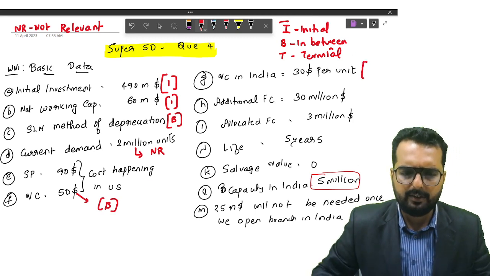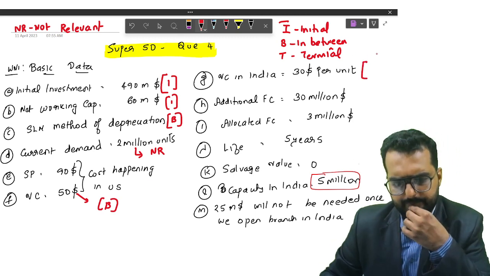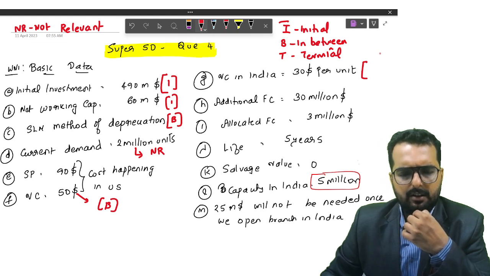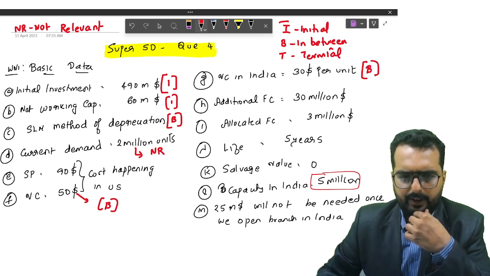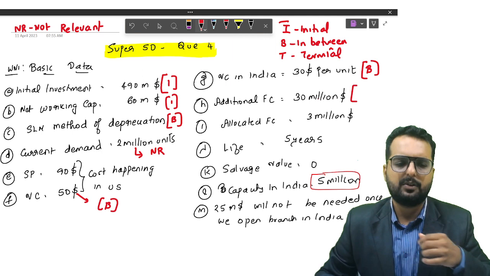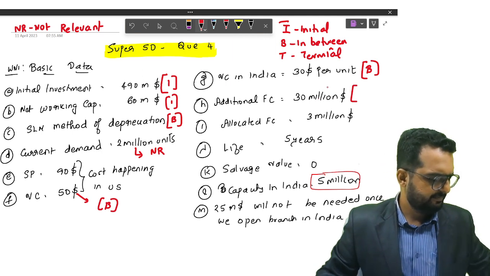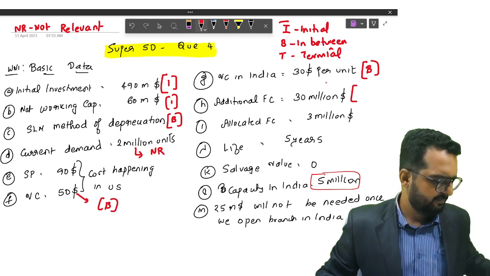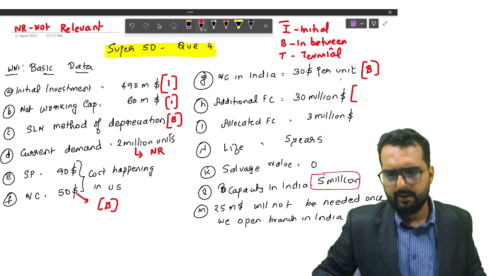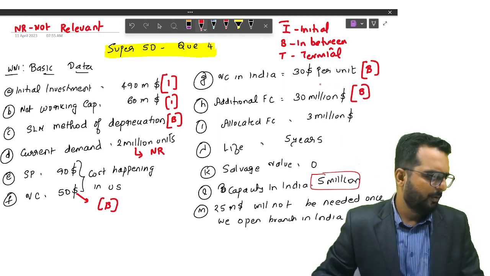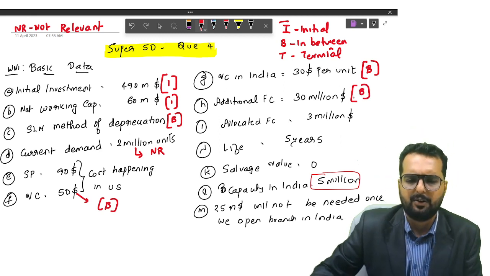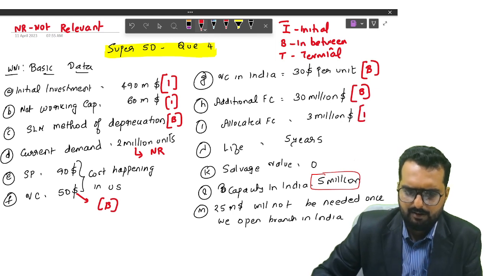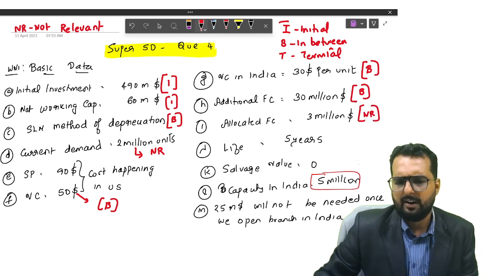Now tell me, what about this $30 per unit? This is also in between cash flow, correct? Additional fixed cost, this is also in between cash flow. What about allocated fixed cost? Relevant or not relevant? This one is not relevant, friends.